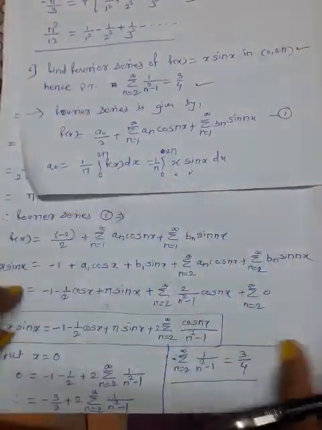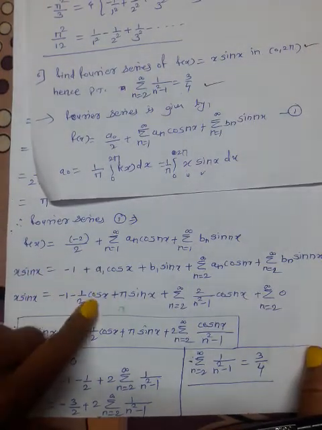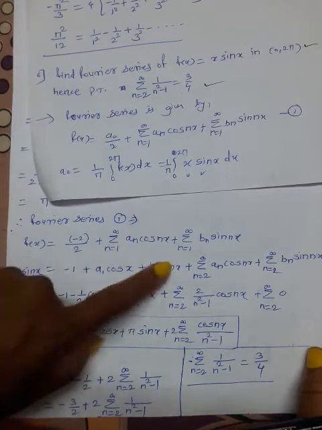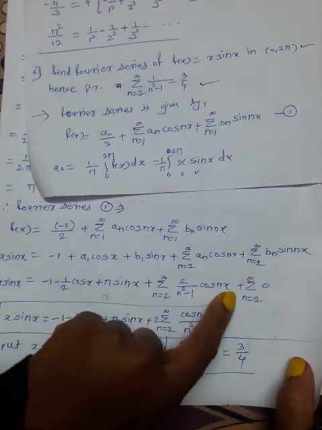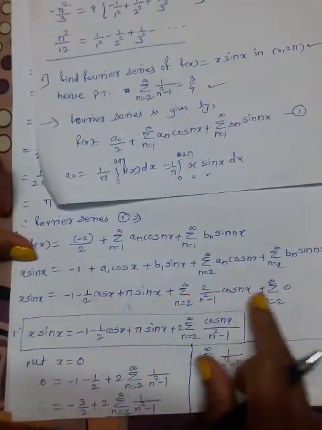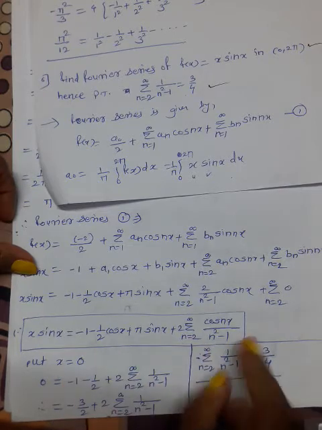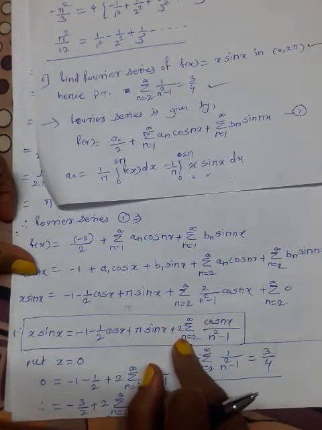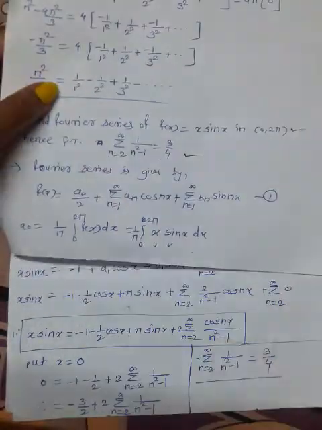Now put all those values here, we get minus 1, a1 value we have minus half cos x plus b1 value is pi sin x plus summation an is 2 upon n square minus 1 cos nx plus summation bn is 0, that's why no need to write 0 here. This is the answer. Therefore x sin x is equal to minus half, this is the answer for this. Take the constant outside of the summation only. Okay, now this is the main part. First question of this main question.